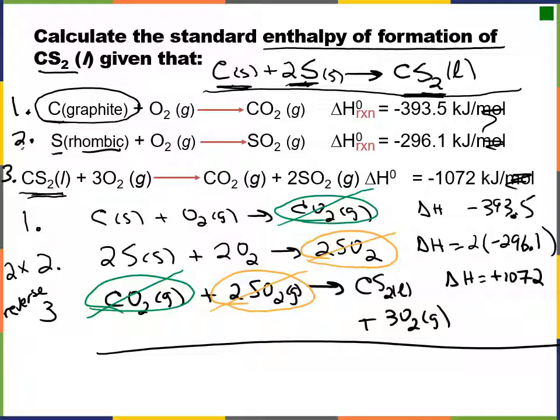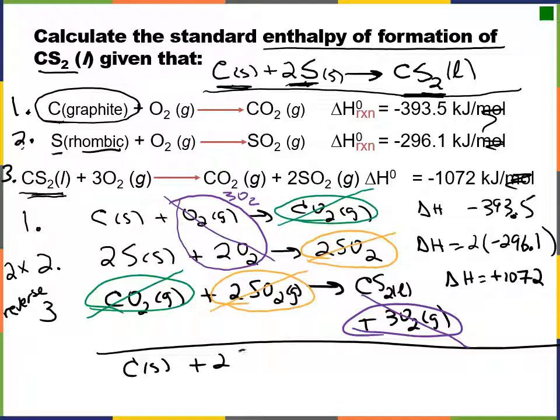Then I'm going to go to my oxygens. Over here, I have 1 on one reaction and 2 on the other for a total of 3 oxygens. Over here, I have 3 oxygens, and so that is going to cross off as well. When I add this entire mess up, I'm only going to be left with carbon as a solid plus 2 sulfurs as a solid goes into CS2 as a liquid.